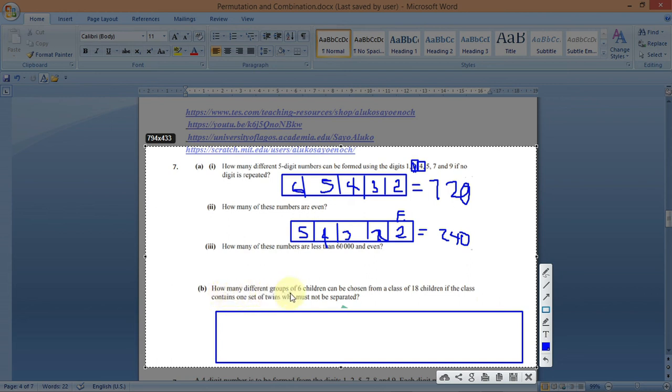How many different groups of 6 children can be chosen from a class of 18 children, if the class contains one set of twins? What do you mean by set of twins? Okay, so who must not be separated?